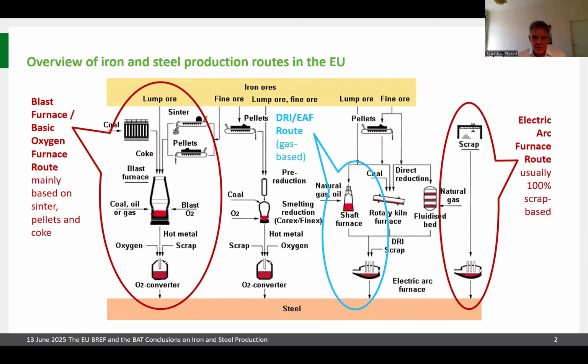And in the middle, you see the production route based on direct reduction in combination with the electric arc furnace. At the time of the writing of the BREF, this was only applied in one plant in Europe, and therefore that was not really covered by the BREF. It was mentioned, but not covered with BAT and BAT conclusions. But that will probably need to be addressed in the future. Next slide, please.